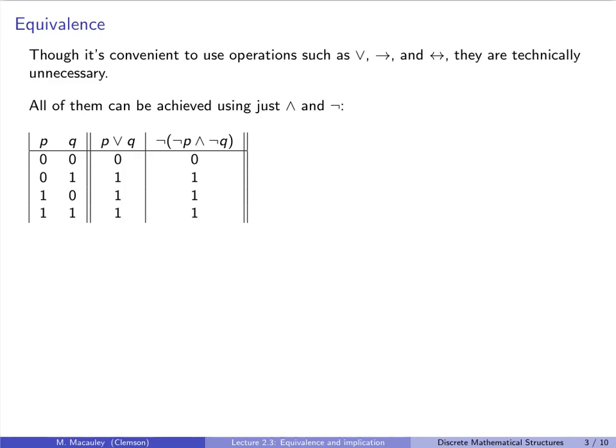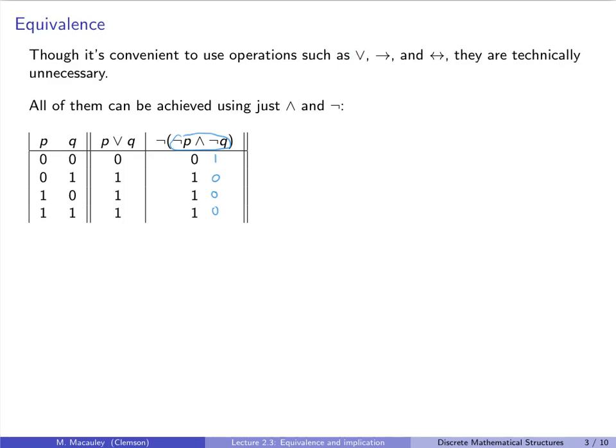So let's check why this is. The inside of this, not P and not Q, is only going to be true when P and Q are 0. So we have 1, 0, 0, 0, and then the negation of that just flips the bits, which gives us this. So anytime that we have a Boolean expression and we have an OR symbol, P or Q, we can always just replace that with this expression involving negations and ands. So we never actually need to use an OR symbol if we don't want to.